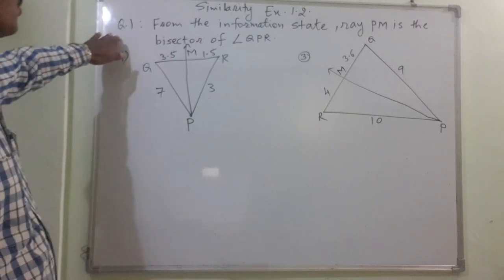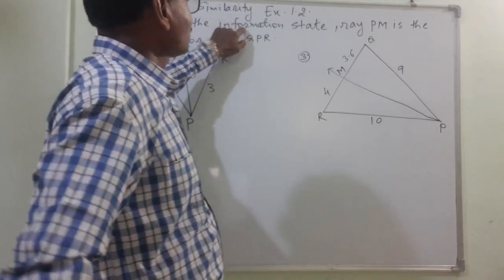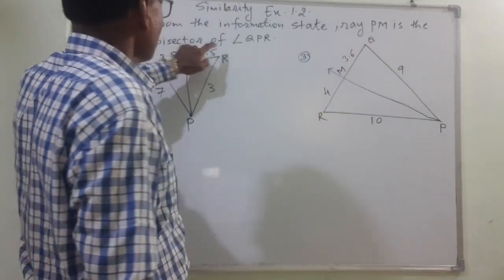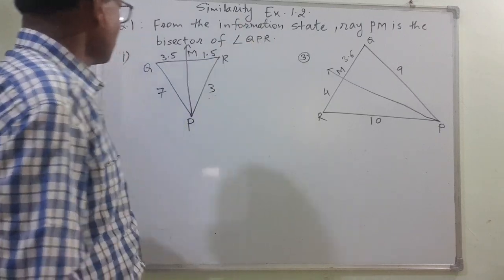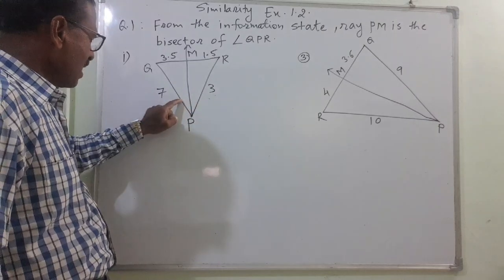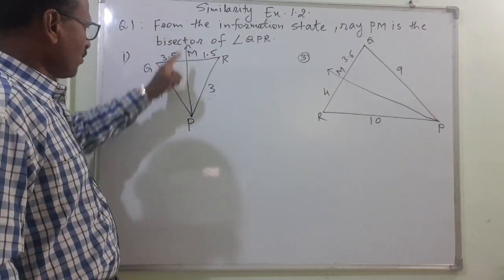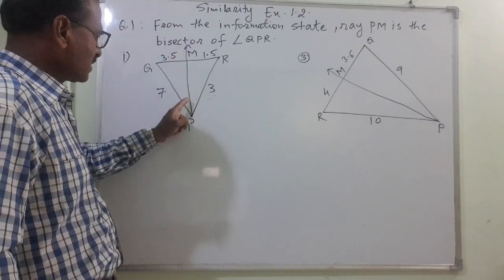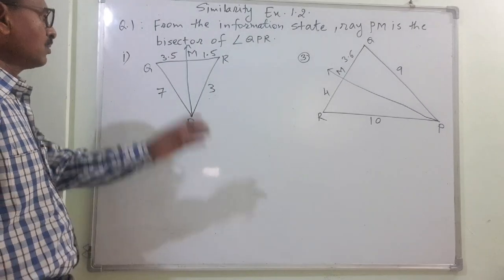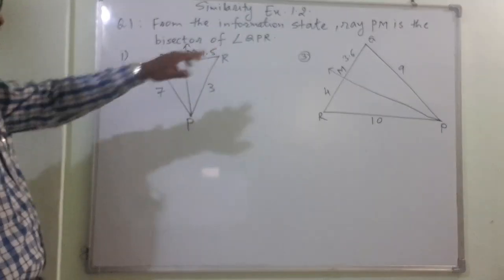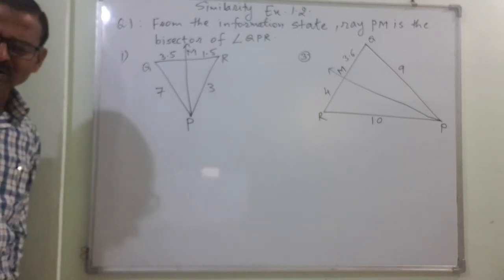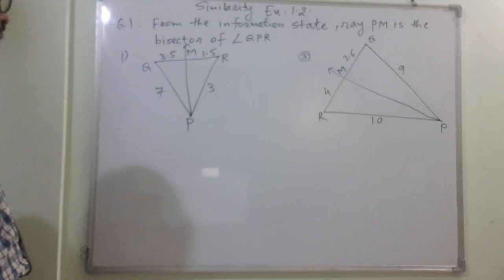Question number 1. From the information state, ray PM is the bisector of angle QPR. This is the angle QPR, means this angle. And this is the ray PM. Whether this ray PM is the bisector of this angle or not. Two questions I will take, the first one and the third one. Remaining, maybe one or two questions, the one only will be remaining that you will do.